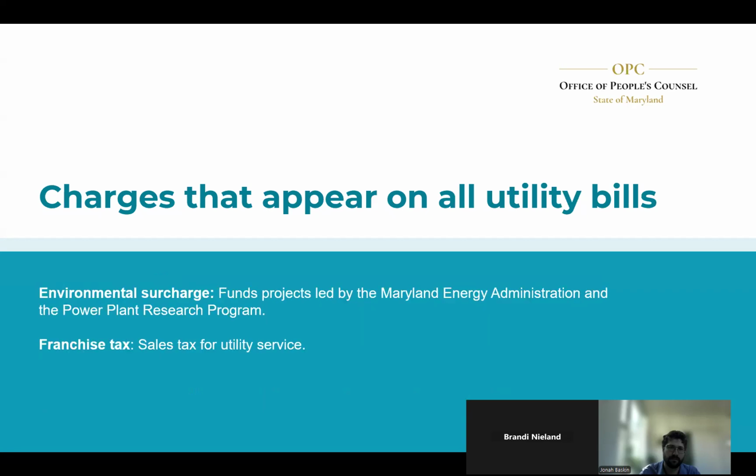And then the last two, before we get into looking at these bills, the environmental surcharge. This is going to go to things like the Maryland Energy Administration and the things that they oversee. An example that we put on here is the Power Plant Research Program. And then there's also the franchise tax. This is just sales tax for the utility service.